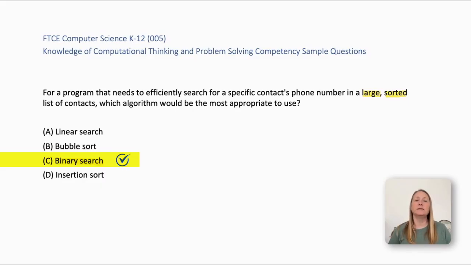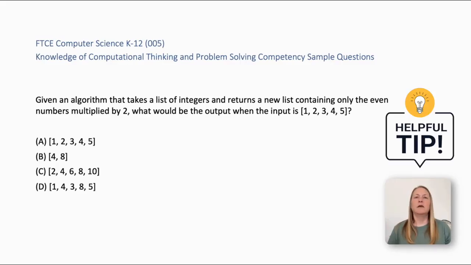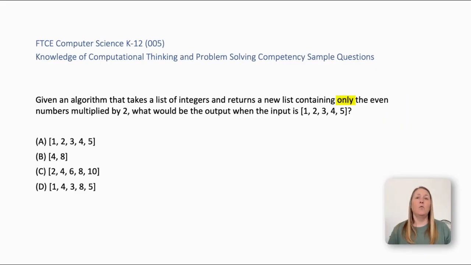Given an algorithm that takes a list of integers and returns a new list containing only the even numbers multiplied by 2, what would be the output when the input is 1, 2, 3, 4, 5? A good test-taking strategy: when the question says return a new list containing only, that word is a clue that some items are removed. A, 1, 2, 3, 4, 5.